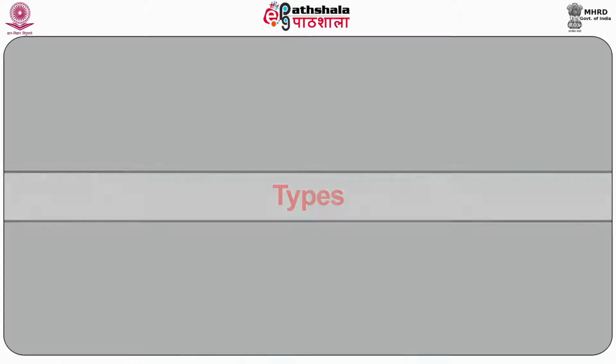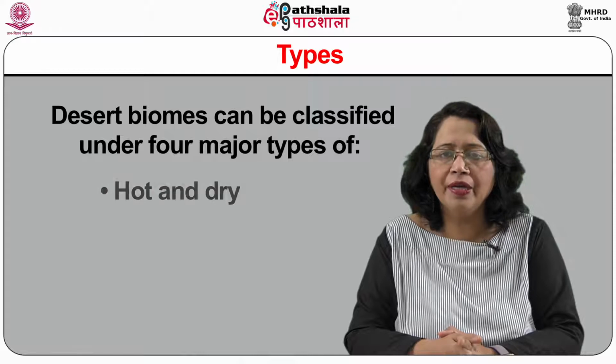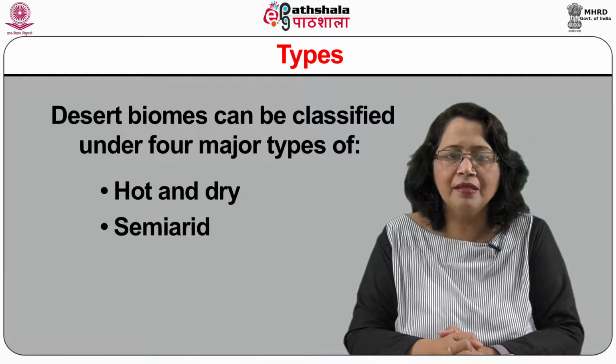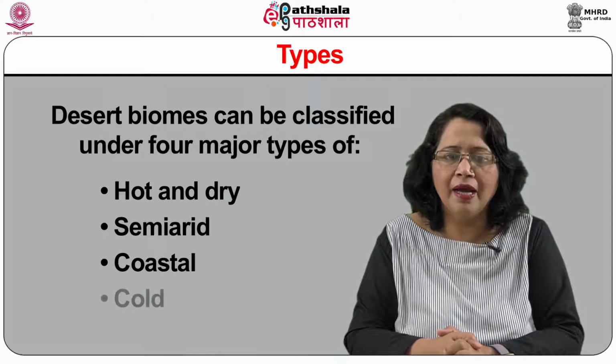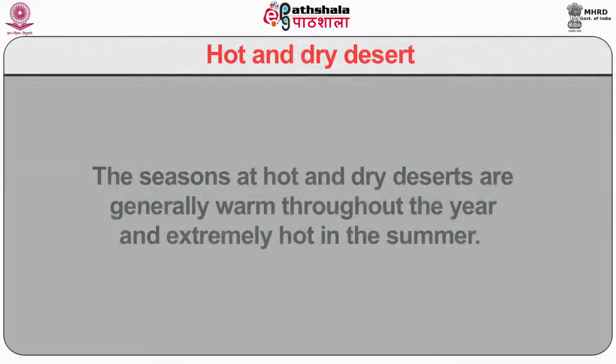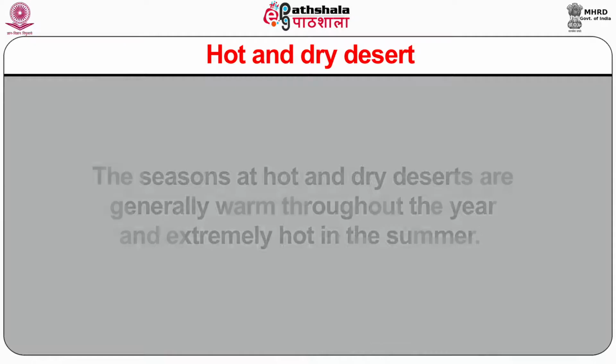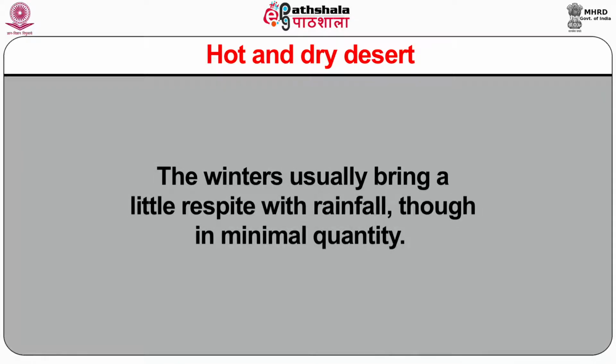Desert biomes can be classified under four major types: hot and dry, semi-arid, coastal and cold. Hot and dry deserts. The seasons at hot and dry deserts are generally warm throughout the year and extremely hot in the summer. The winters usually bring a little respite with rainfall, though in minimal quantity.